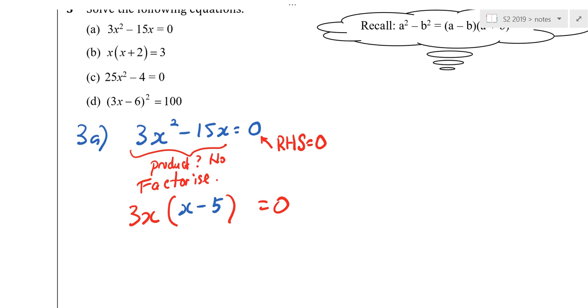Not necessary must use, but for one of the examples maybe must use. Understand? Right, let's continue here. How do I continue here, Hadi? What must I write? Either 3x equals to 0 or x minus 5 equals to 0. Can understand? So I can write something like this.